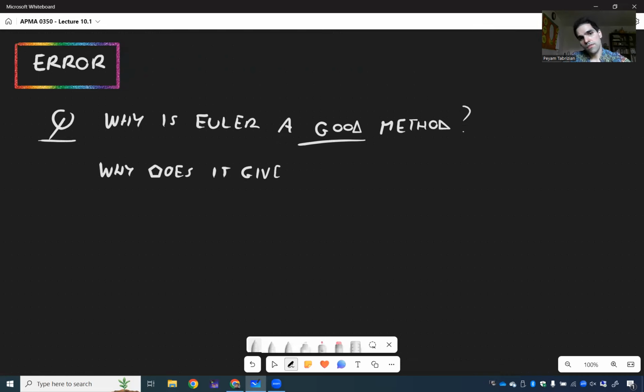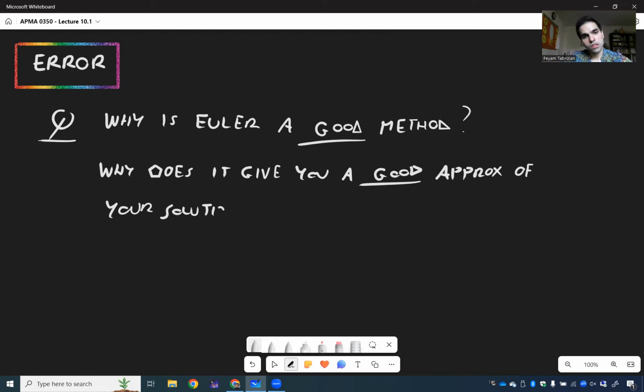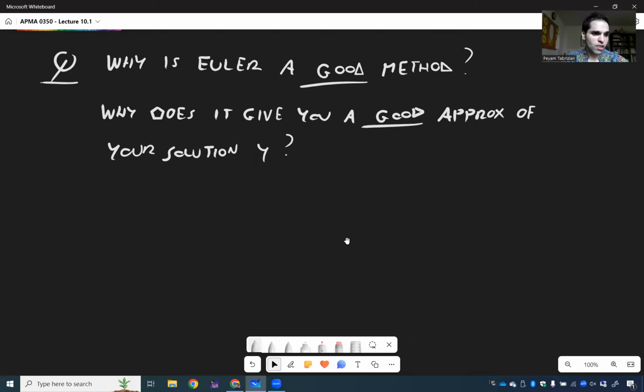A good approximation, very squishy, approximation of your solution. And in order to do this, we have to define and talk about the concept of error. But I just want to remind you, in Euler's method, there are really two quantities at play.